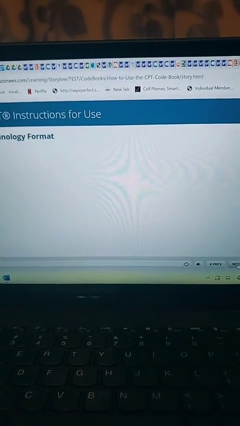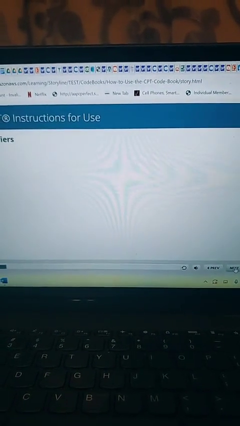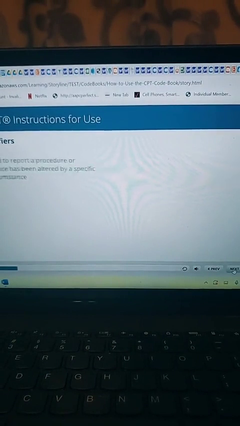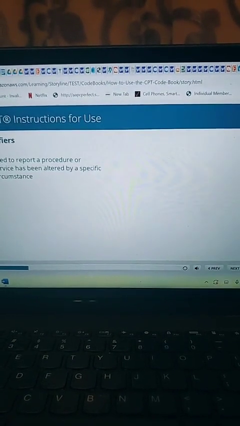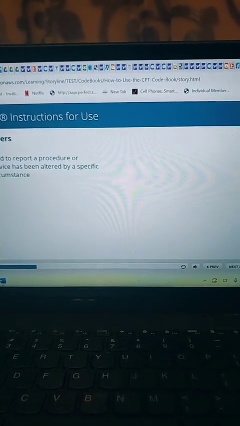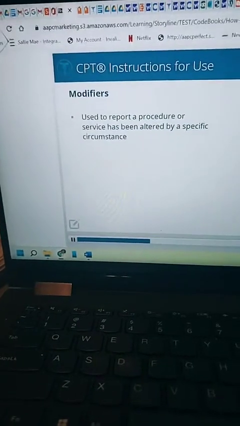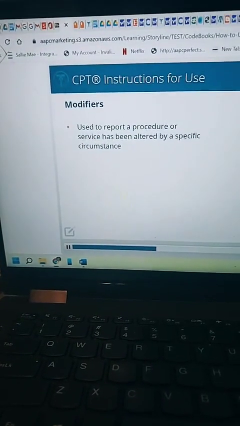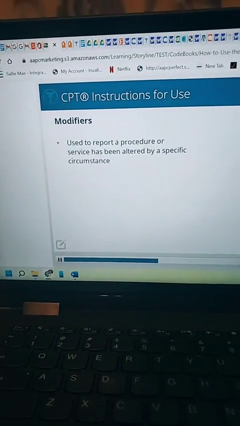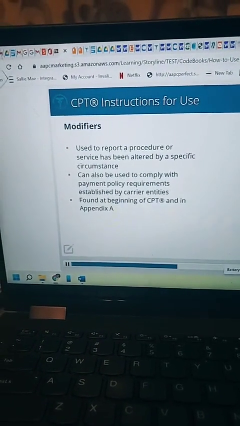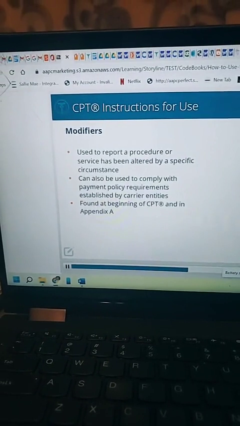The CPT codebook has instructions and conventions. The use of modifiers is specific to CPT coding. They are used to report when a procedure or service has been altered by a specific circumstance. Some examples include increased procedural services, bilateral procedures, or the presence of a co-surgeon. Modifiers may also be used to comply with payer policy requirements.